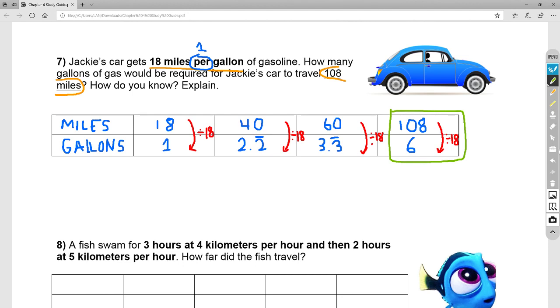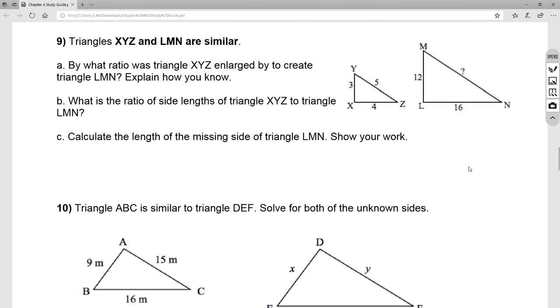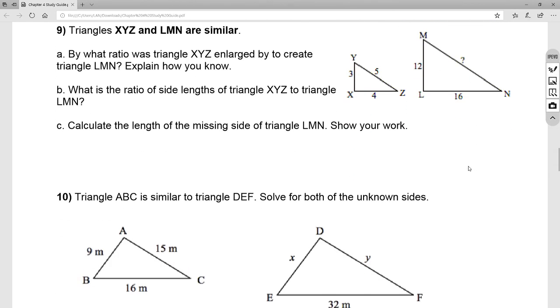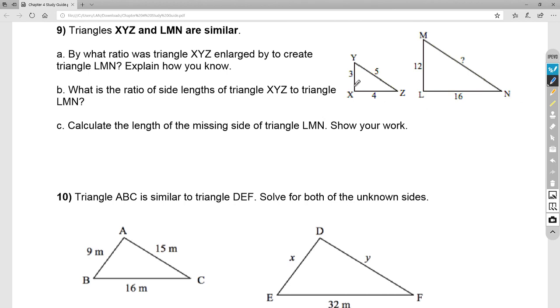All right, so now let's get into our triangles here. So we're going to move on to number 9. Number 9, I realize A and B is kind of the same, so we're talking about a ratio. So A and B kind of go together here. We're looking for the ratio, so meaning how much did they enlarge it by? Did they do 2 times as much, right? 3 times as much? So we need to figure out what our corresponding sides are.